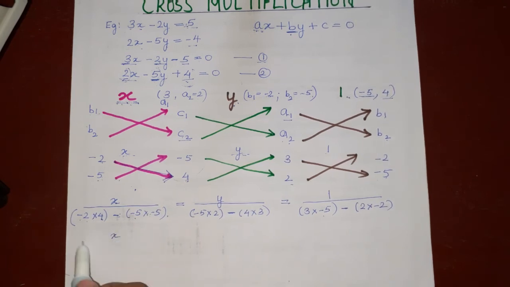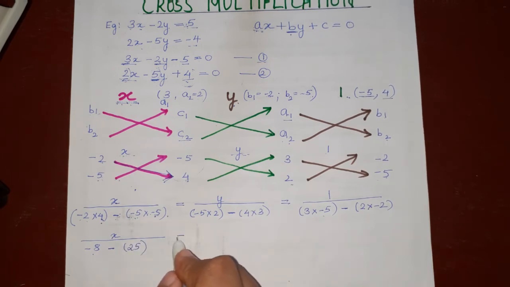So x upon 2 into 4 is 8, but here 2 is with a negative sign, so -2 into 4 will give us -8. This is the solution of my first bracket. Put this minus sign. Minus times minus gives plus. 5 fives are 25. Then coming to the next part, that is the y part.